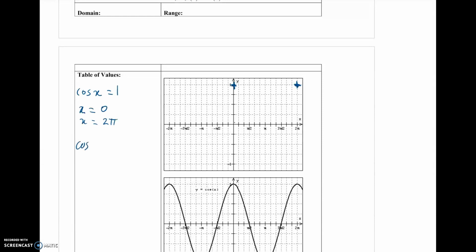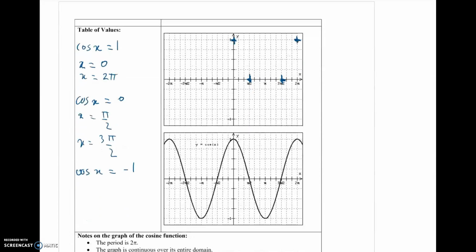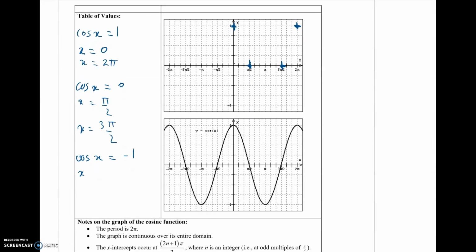Now, the cosine of the angle x is equal to 0 when the angle is equal to pi over 2 or when the angle is equal to 3 pi over 2. Therefore, when x equals pi over 2, I'm at 0. When x equals 3 pi over 2, I'm also at 0. And the cosine of the angle is equal to negative 1 when x equals pi. So when x equals pi, I'm at negative 1.